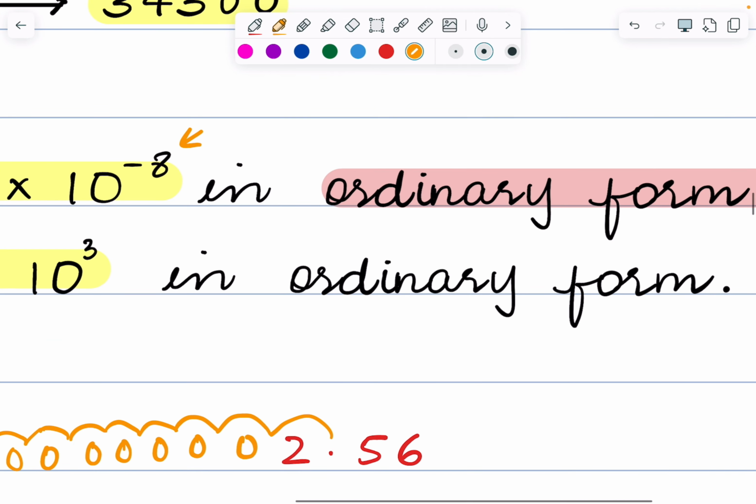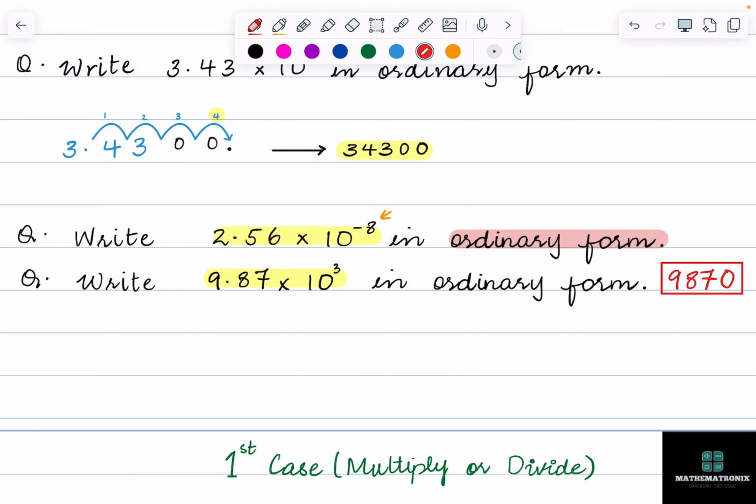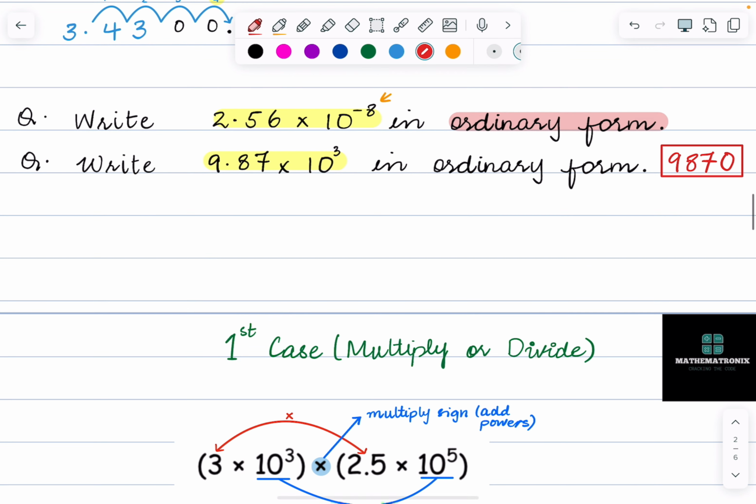Yes. What is the answer for the first one? Is it this one? It's going to be 0.1234567 zeros. Yes, good job, well done. And what about the second one? Is it 9,870? Absolutely correct, well done. Okay, acha, moving on. This was very easy.